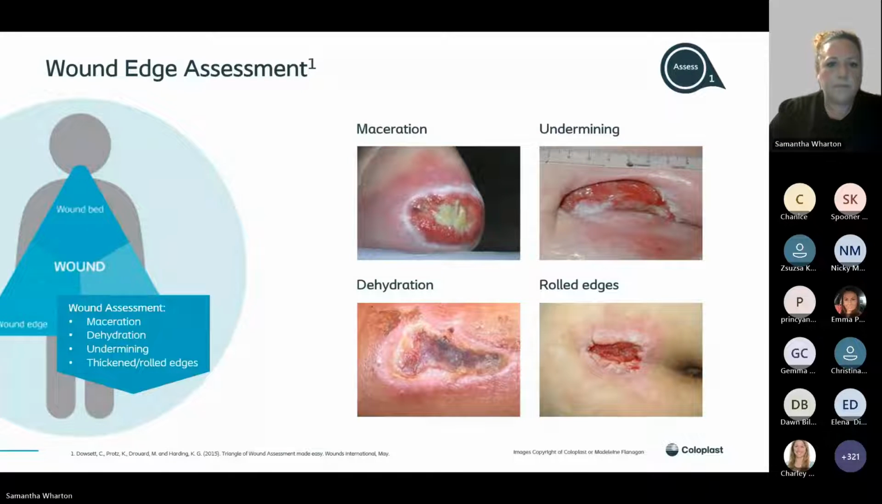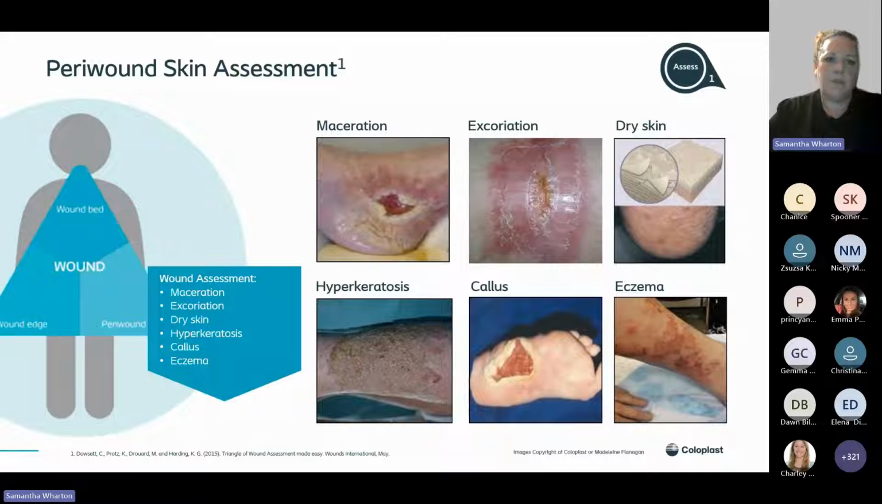And then we look at the peri-wound skin assessment. So again, you've got that maceration, but as well as it being around the wound edge on this photo, you can see it's extended down to the heel. So you're getting more and more of that maceration. And if it's not managed and not appropriately addressed, that wound's just going to get bigger and bigger because the skin will just continue to break down.